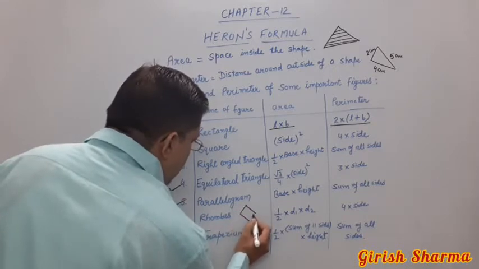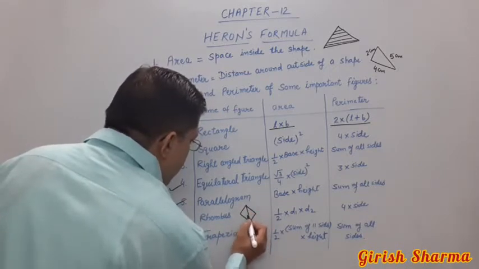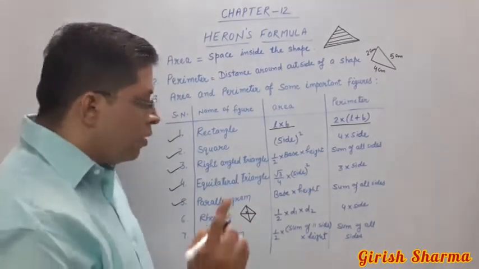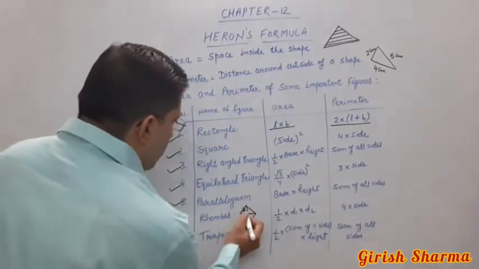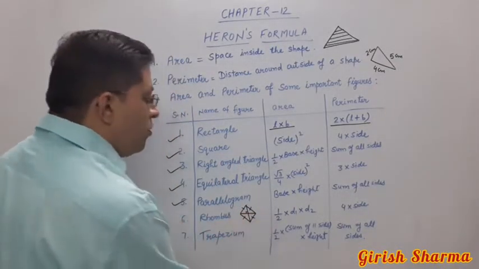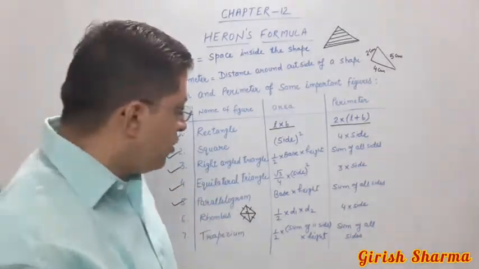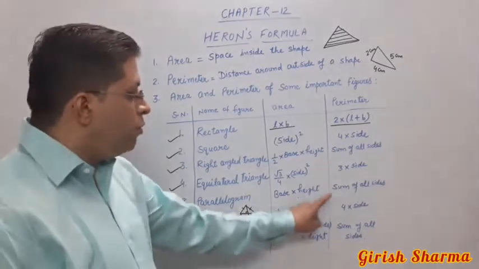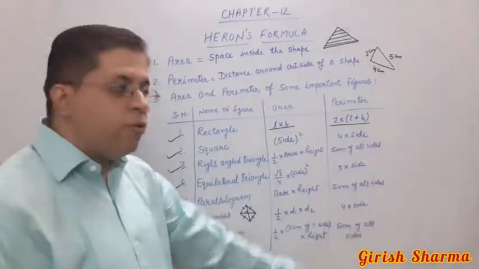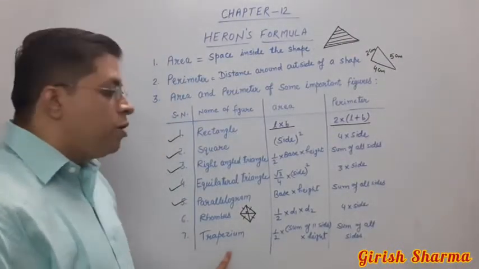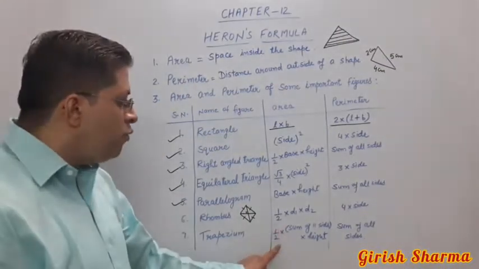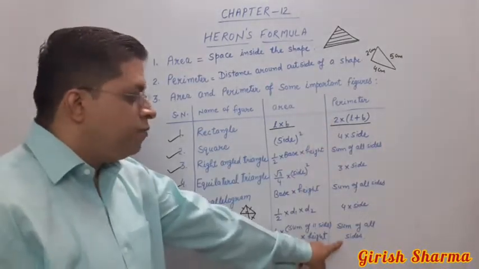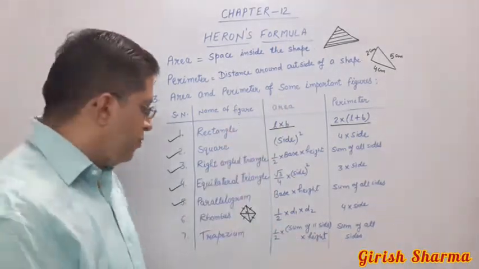What is rhombus? Rhombus, it's like this. All sides are equal, diagonals are perpendicular to each other, but diagonals are not equal. This is rhombus. Its area is half d1 into d2. And what is its perimeter? 4 into side. Last one is trapezium. Its area is half the sum of parallel sides into height. And what is its perimeter? Sum of all sides.